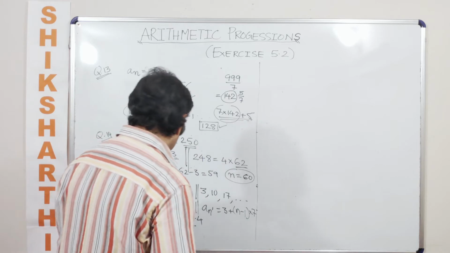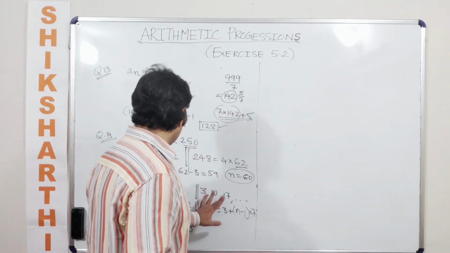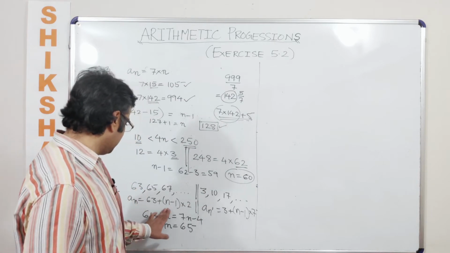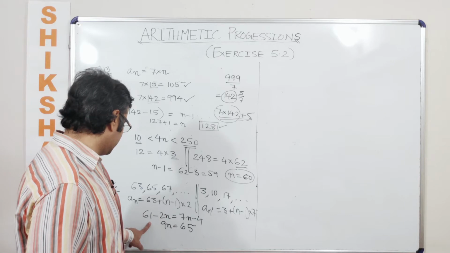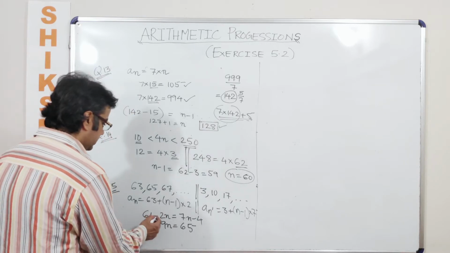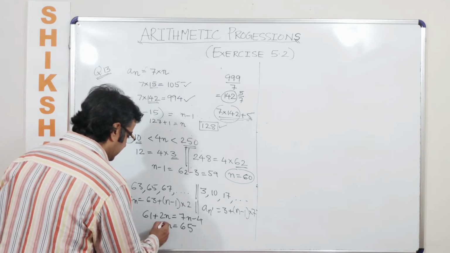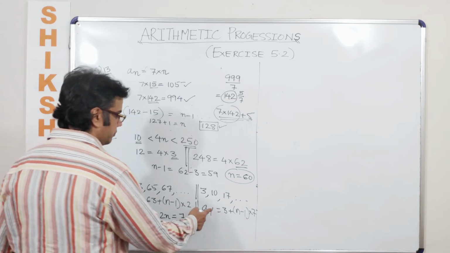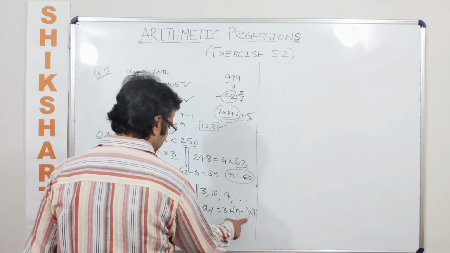Let's see whether we did it correctly or not. So what we are saying here is this is 63, 65, 67, and 3, 10, and 7. So here 63 plus n minus 1 into 2. This value I get as 61 plus 2n, not minus 2n. Now in this case we are getting this as 5n, and let's check the value from here. This is 3 plus n minus 1 into 7, which I can write as 7n minus 4.